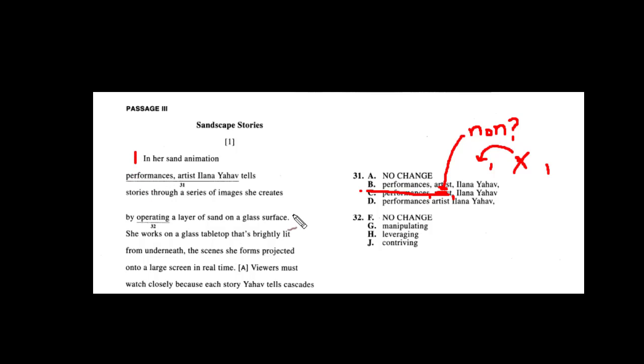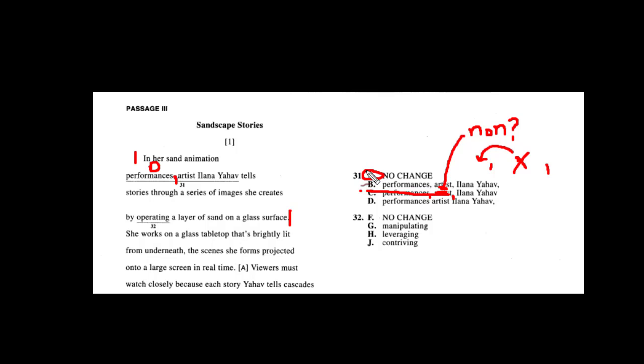Okay, we're going to go from here to here, and let's put a comma in here. Okay, and then now we're going to go ahead and read and label. In her sand animation performances, dependent clause, artist Ilyan Yahav tells stories through a series of images she creates by operating a layer of sand on a glass surface. That's the correct answer. Okay.